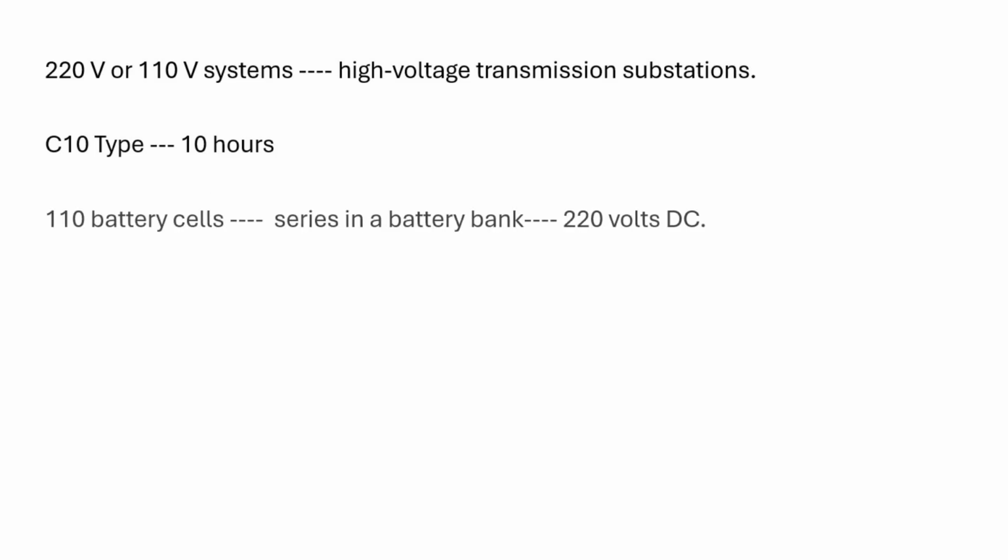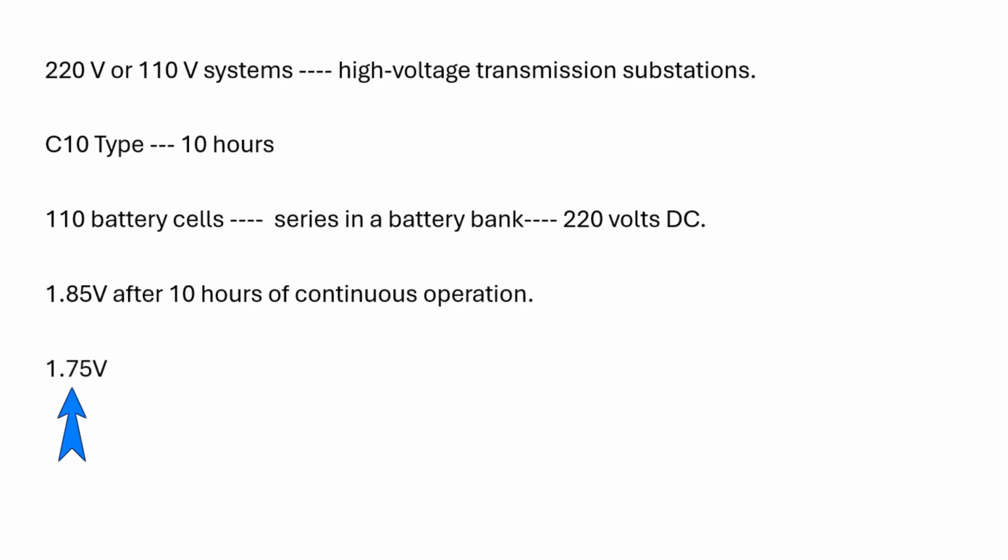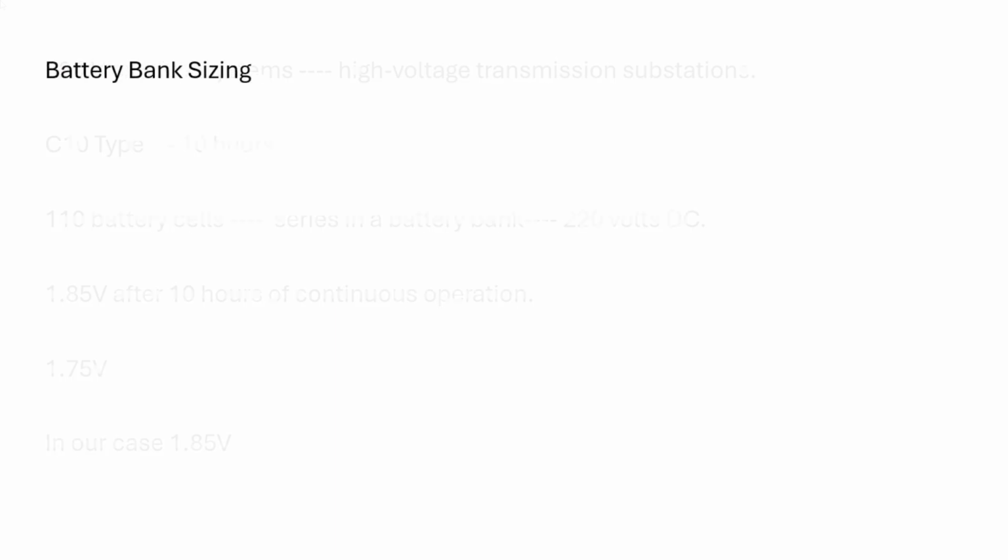Suppose there are 110 battery cells connected in series in a battery bank to produce a rated voltage of 220 volts DC. The normal voltage per cell should not drop below 1.85 volts after 10 hours of continuous operation, although the standard allows this voltage to go down to 1.75 volts. In our case, we will consider it as 1.85 volts.